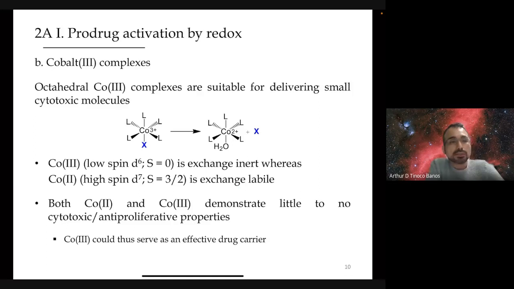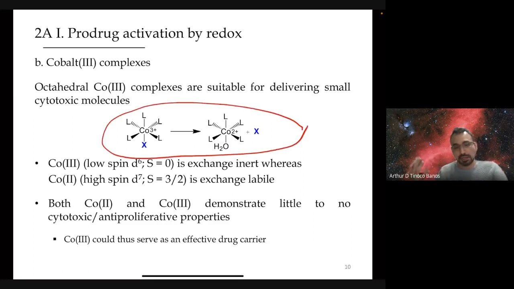All right, so continuing this discussion of prodrug activation by redox, here we're focusing on Co(III) complexes. Co(III) complexes are octahedral, and it turns out that they can be quite suitable for the delivery of small cytotoxic compounds. Here we have a representation of this chemistry, where the Co(III) gets reduced to Co(II), and that reduction process leads to the release of that coordinated ligand X.